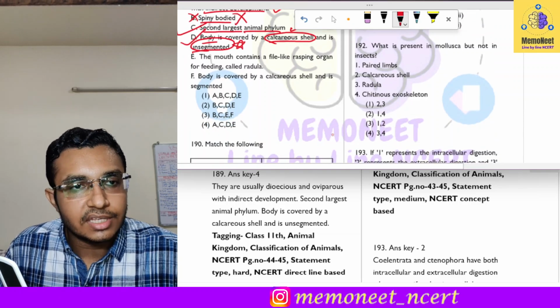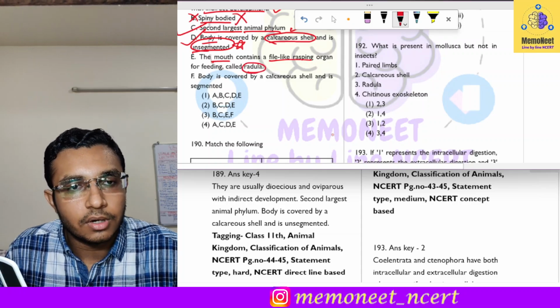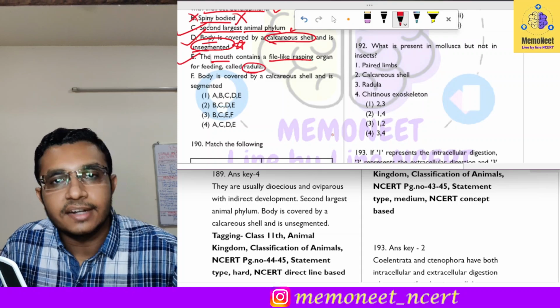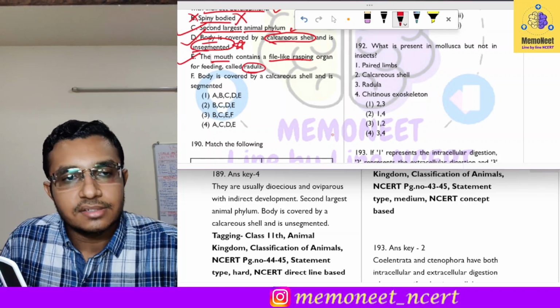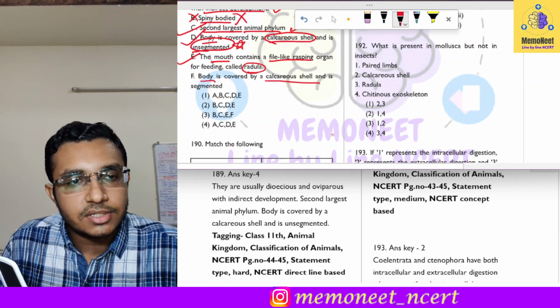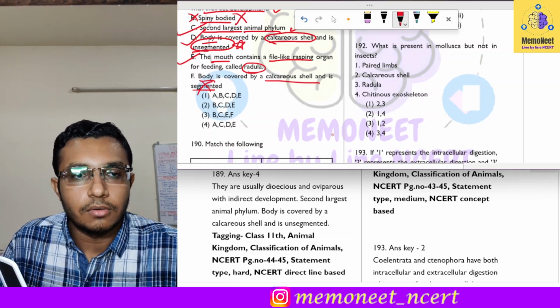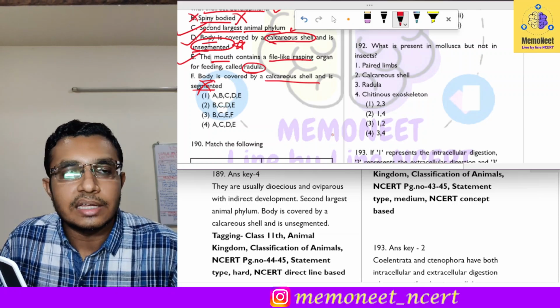Then statement E is the mouth contains a file like rasping organ for feeding called radula. So radula is a characteristic feature of mollusk, so statement E is also correct. Next is statement F. It states that the body is covered by a calcareous shell and is segmented. So no, this statement is incorrect because the body of phylum mollusks are unsegmented.